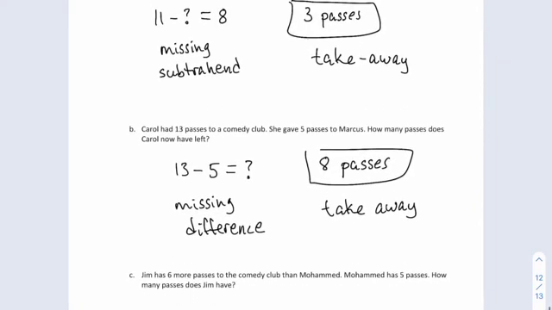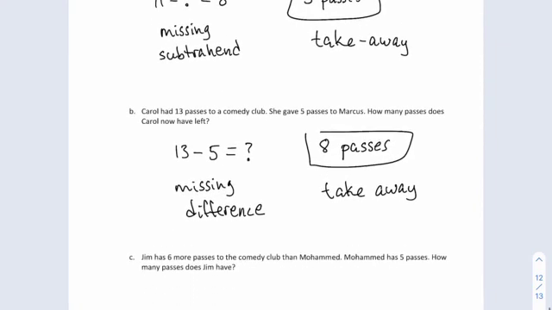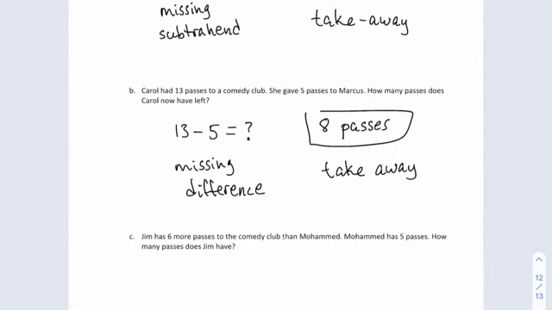And as you probably guessed what the next one's going to be, a missing minuend, but let's read this. Jim has 6 more passes to the comedy club than Muhammad. Muhammad has 5 passes. How many passes does Jim have?